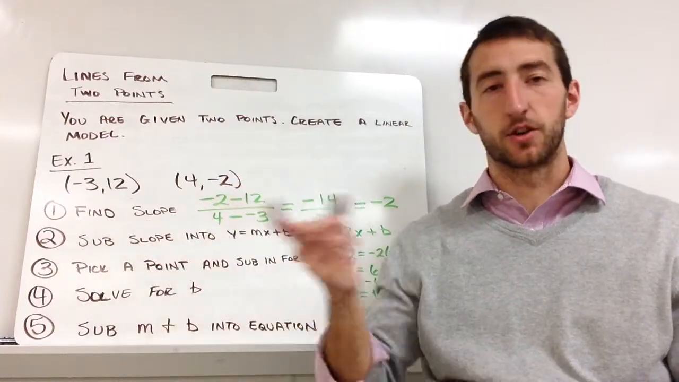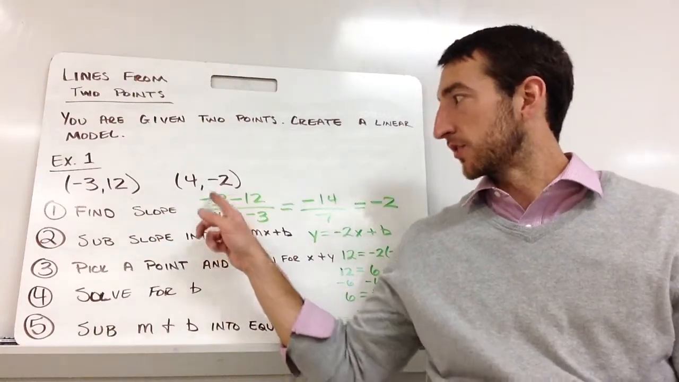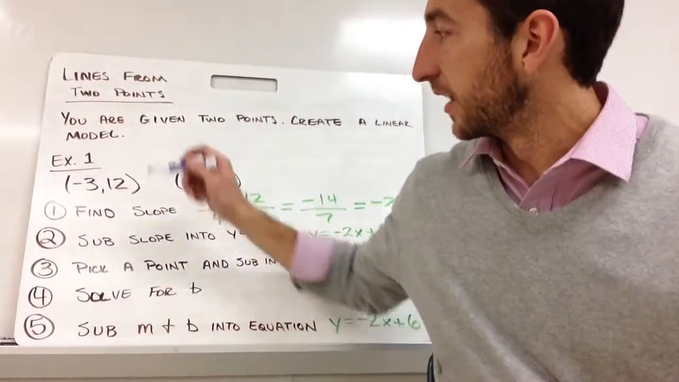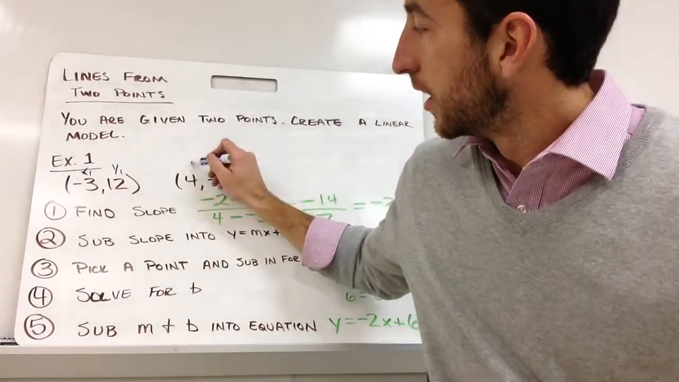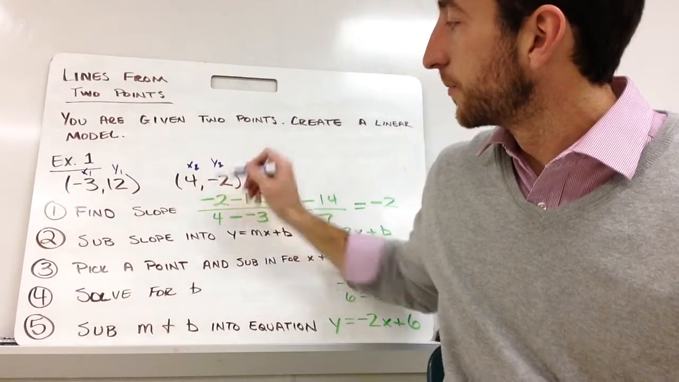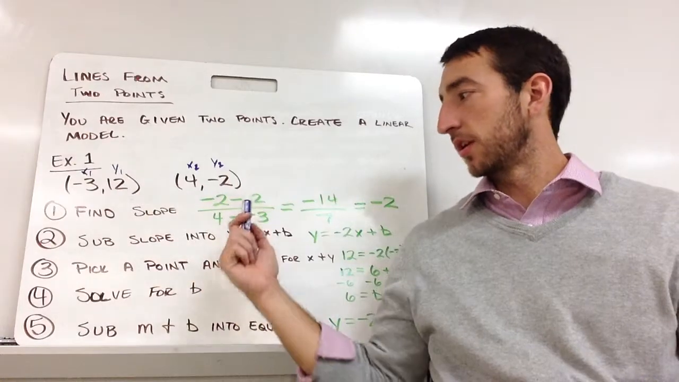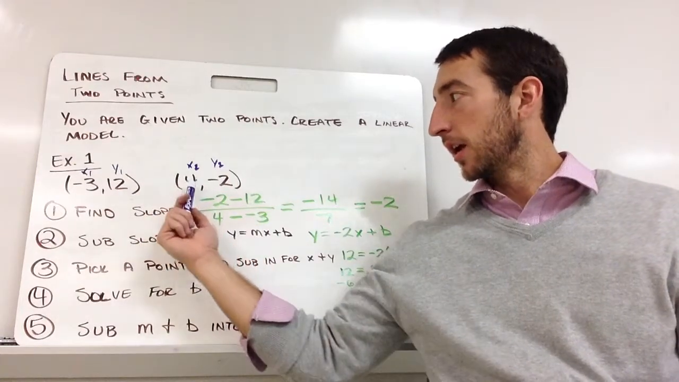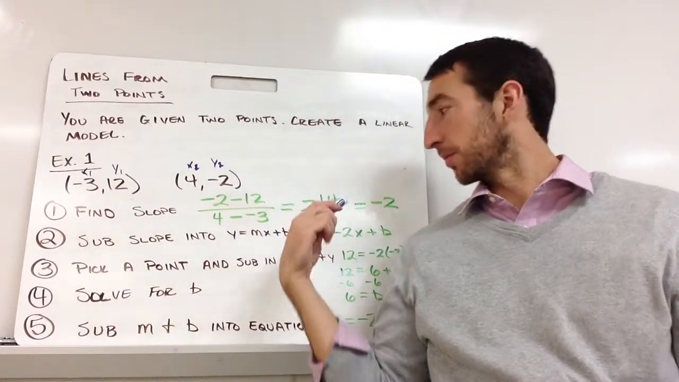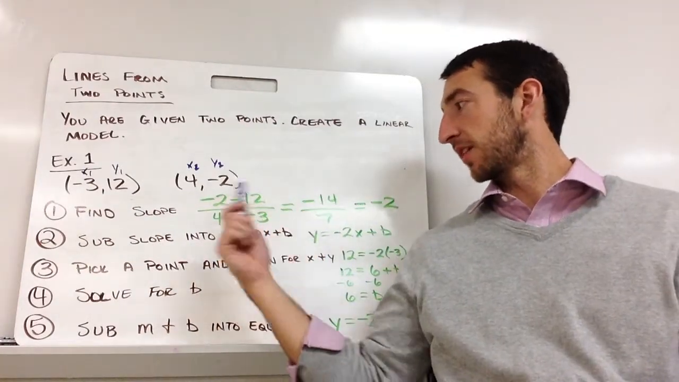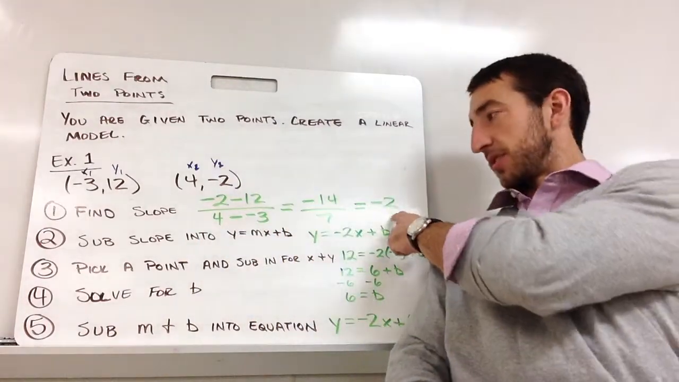First thing we want to do is find the slope. Remember, you're doing y2 minus y1 over x2 minus x1. I labeled these points x1, y1 and x2, y2. So I sub in y2 minus y1 divided by x2 minus x1. Remember this is minus a negative, so that becomes a plus. So that's 4 plus 3 is 7, and -2 minus 12 is -14. Divide those, and you get your slope is -2.